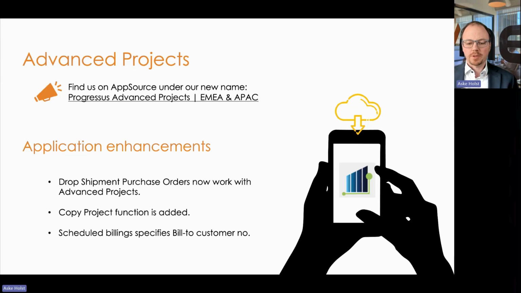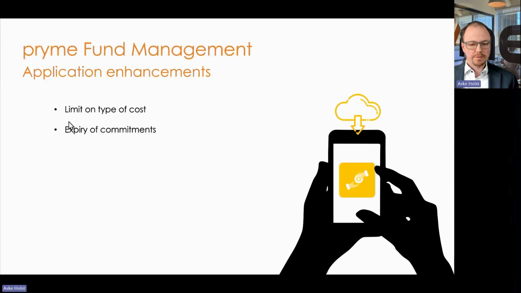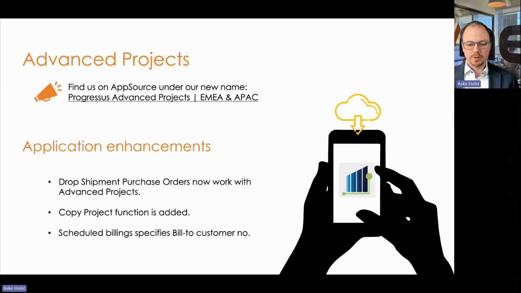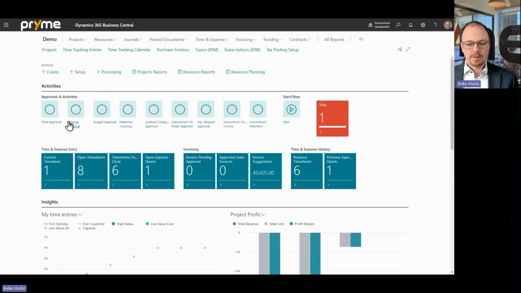So first off, advanced projects. We have a few new features, and I'll try to show those. So first off, we have, and I need to go back. Sorry about that. So we have the possibility now to do drop shipment orders on purchases within projects. I will not show that feature. Those of you who know about drop shipment and need that functionality, it is now available.